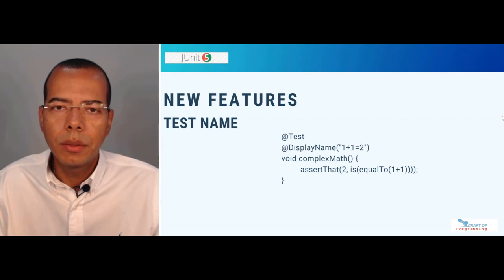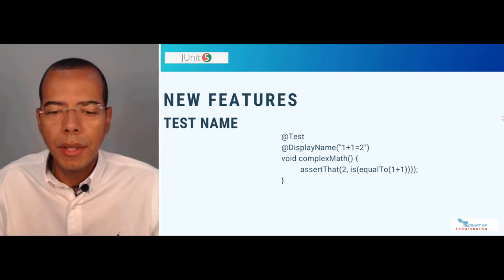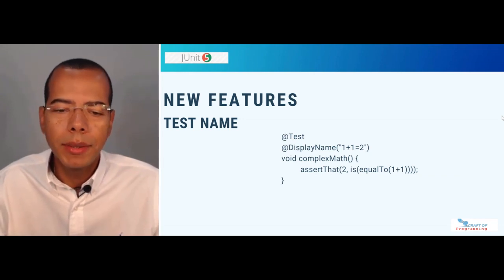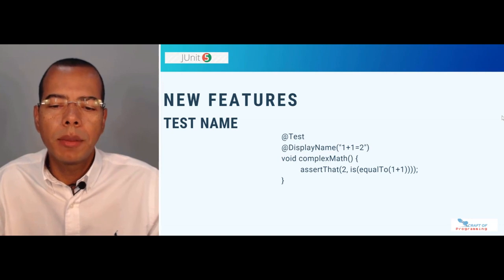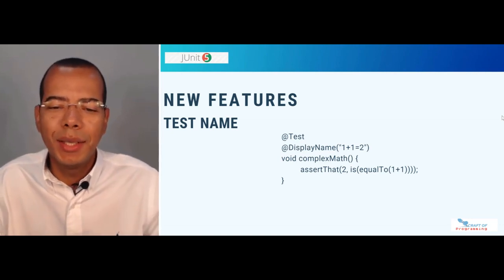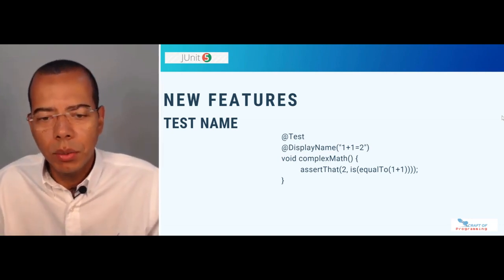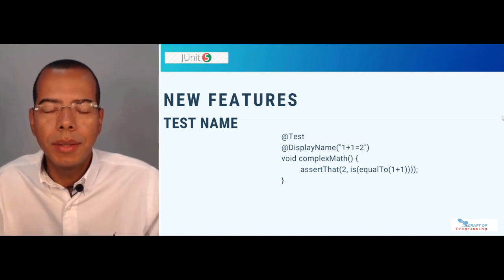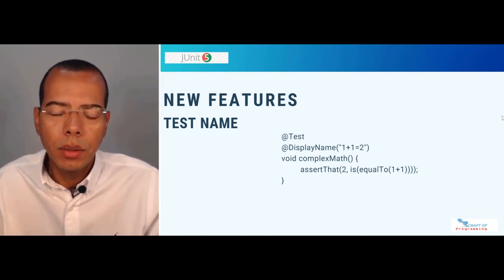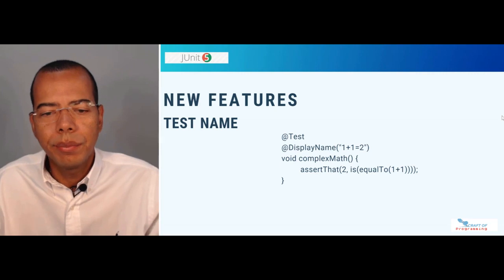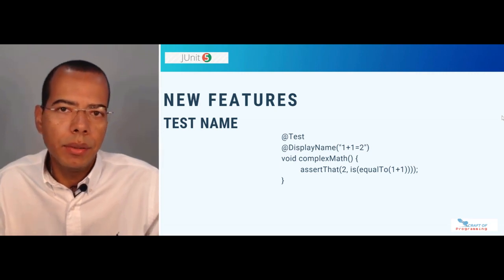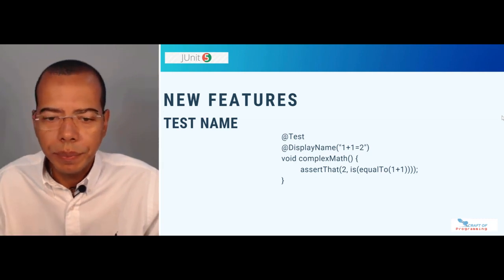Another one, which is slightly smaller: you can now specify a custom test name, and when this test runs, instead of saying complex math, you will actually see 1 + 1 = 2 as the name of the test in the output. This might be useful for cases where you need real expressiveness in the test name, which matches the test body.